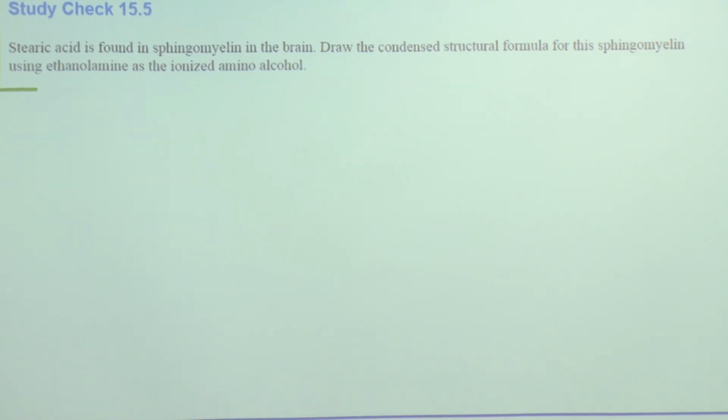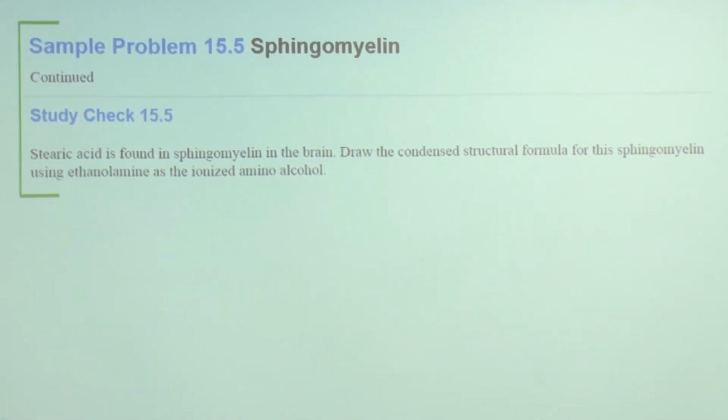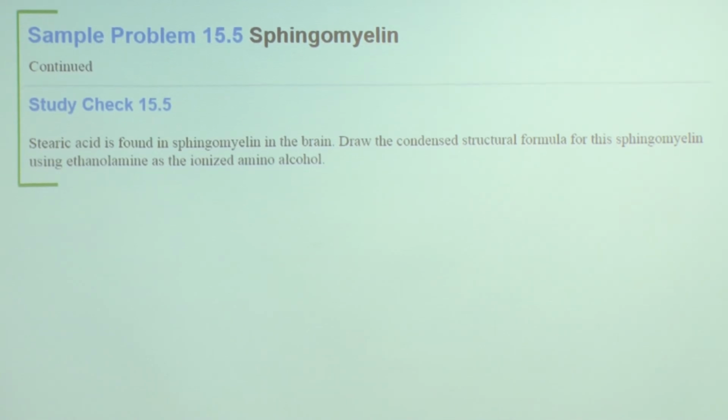So sphingomyelin. Stearic acid is found in sphingomyelin in the brain. Draw the condensed structural formula for this sphingomyelin using ethanolamine as the ionized amino alcohol. Here again, you are going to start with your basic structure, the sphingosine structure. You will connect stearic acid to the amino group, and you will connect the amino alcohol ethanolamine to the phosphoric acid. So you will keep your basic structure intact.